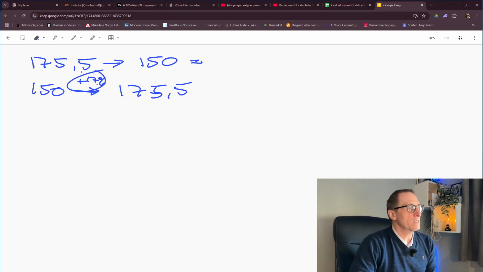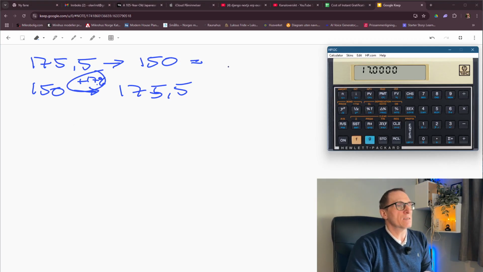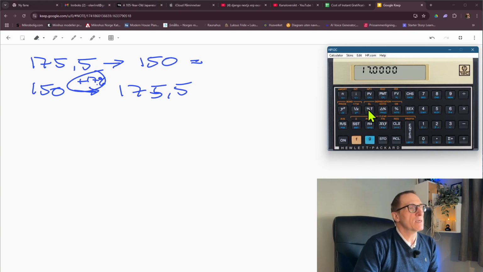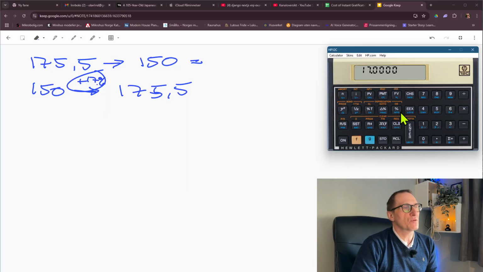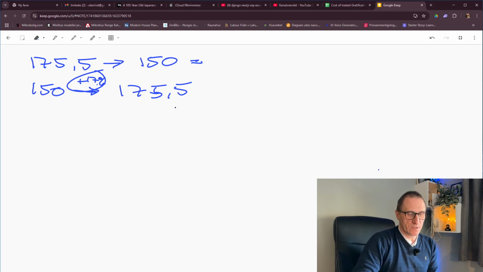So that's the percentage keys, and there's also a percent total key here. I'll get back to that later. It's not something that I normally use. So you can choose to calculate percentage any way you want, but I like to do it like this.